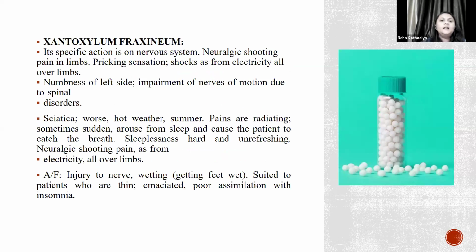Syntheticum acts specifically on the nervous system. Neuralgic shooting pain in the limbs, pricking sensation, shock, electric leg pain, as we see in Colocynthis. Numbness of the left side, impairment of the nerves of motion due to spinal disorder. Electrical pain all over the body, ailments after any kind of injury or getting wet, suited to a person who is thin, emaciated, with poor assimilation and insomnia.